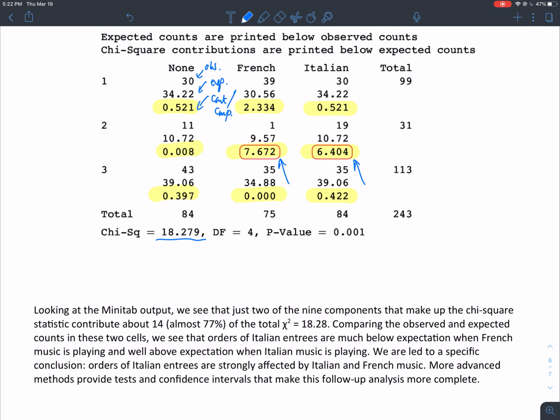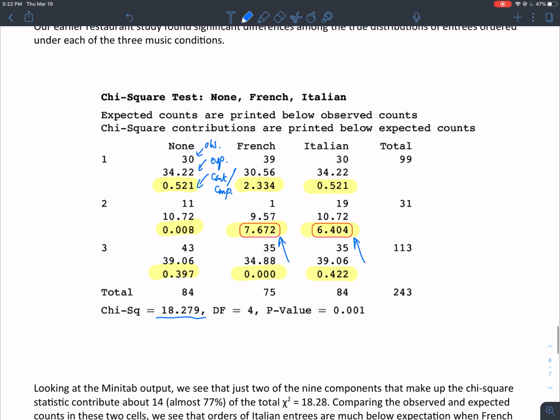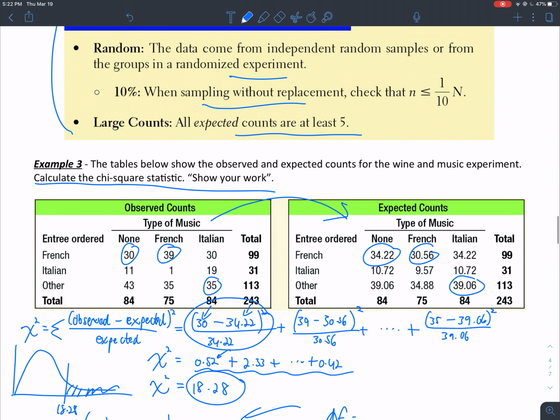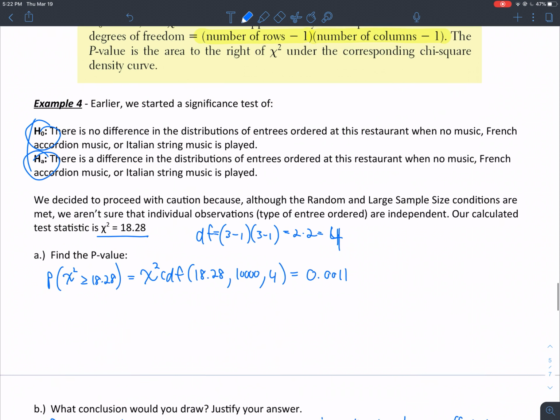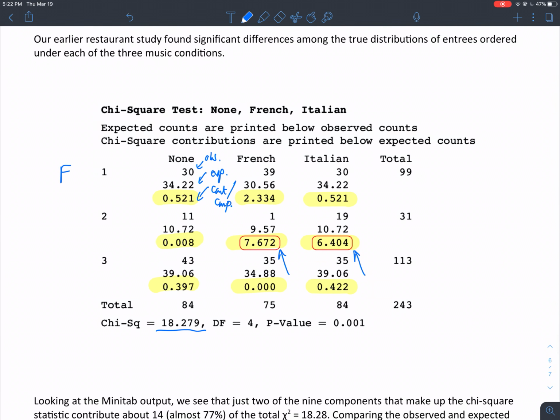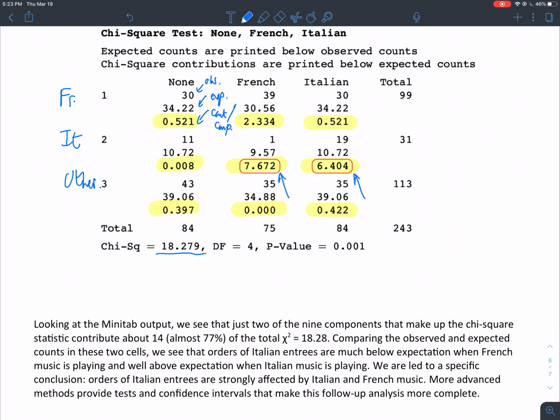categories, or is this one category in the two treatments? And so what is this category? So this was what? We have to go back to our data and look, okay? French, Italian, other. So this was French, Italian entree, and other entree, okay? So what we're saying is the biggest difference I saw, or the biggest impact, was French music playing on the number of Italian orders, and Italian music playing on the number of Italian orders, okay?